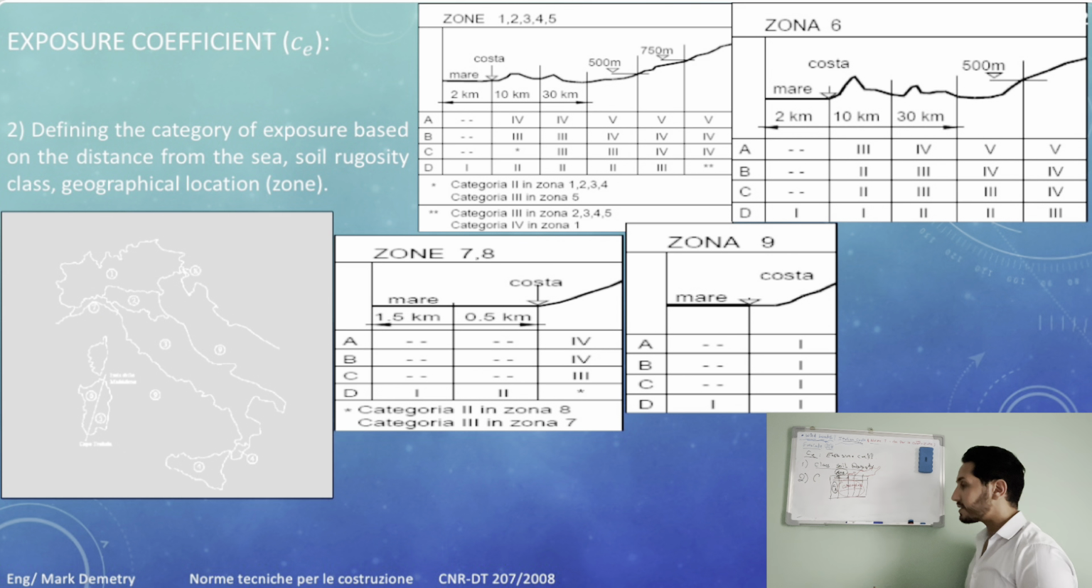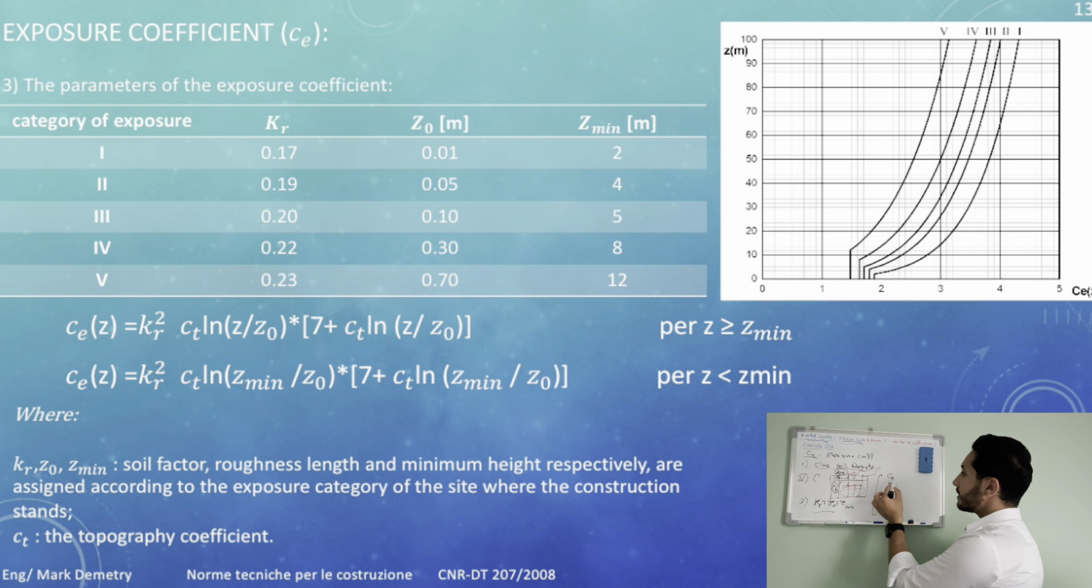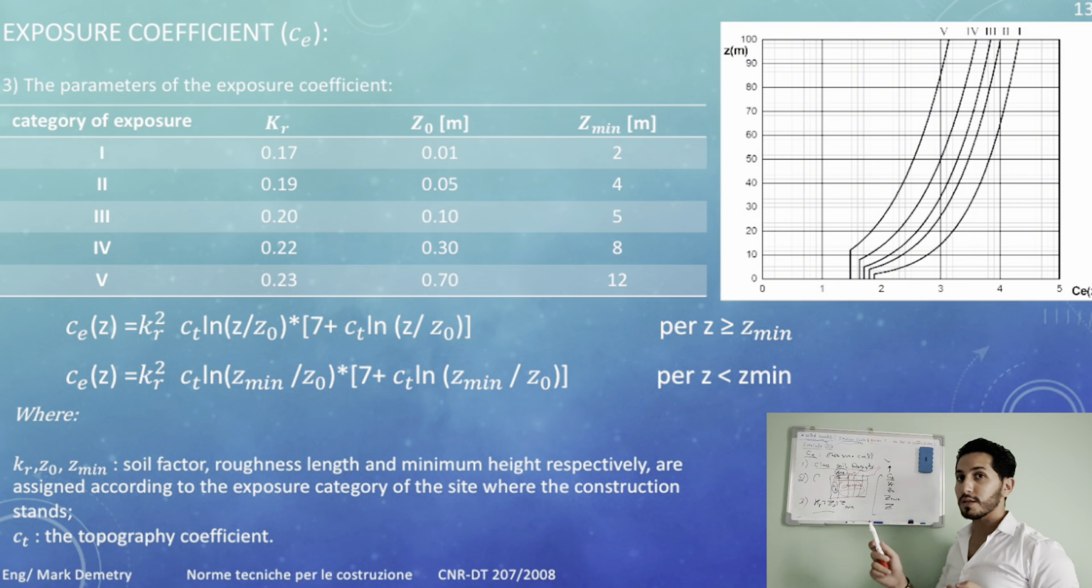Once we have these categories, we go to the third step. If you know the category, you will get some coefficients such as KR, Z naught, and Z minimum. In the equations given in the picture, you will see we have some unknowns such as CT, KR, Z naught, Z minimum, and the normal Z. What are these? The CT is the topographical coefficient. We will speak about how to calculate it on the next page. The KR, the Z naught, and the Z minimum are given by the table.